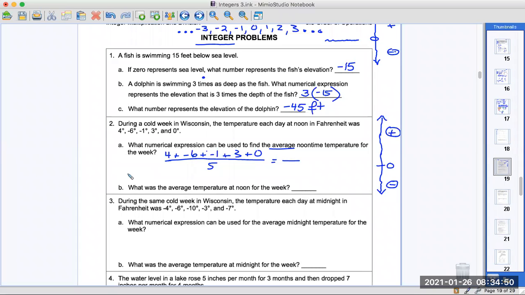Who has the answer? 4 plus -6 plus -1 plus 3 plus 0 is how much? Is it 0? Yes, who said that? Aurora. It is 0, good. And then we divide by 5. Now, who knows what 0 divided by 5 is? 0. Good. What was the average temp at noon for the week?